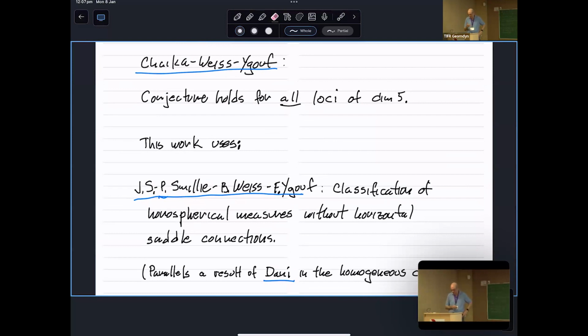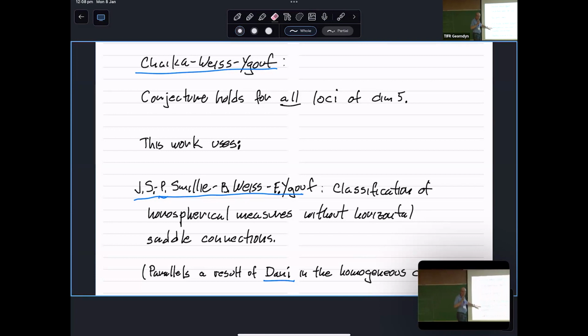A fairly recent result of John Chaika, Weiss, and Florent Gouëzel says that they managed to extend the arguments from eigenform loci of dimension 5 to all loci of dimension 5, independent of genus. This work uses a classification of horospherical measures. Horospherical measures are a special case of horocycle invariant measures, horocycle invariant measures with additional invariants. It's a notion which comes up in homogeneous dynamics. And in the homogeneous case, the corresponding results are results of Dani, who's here.